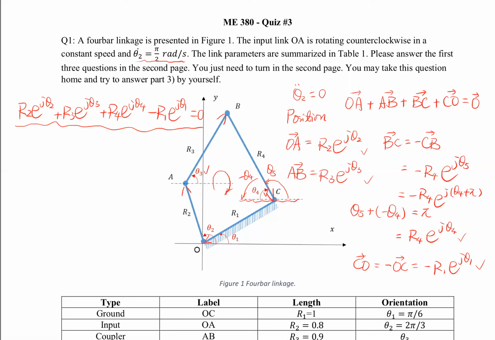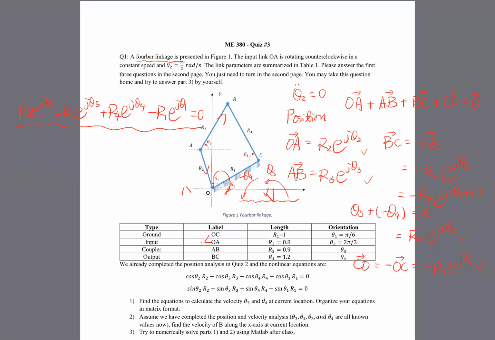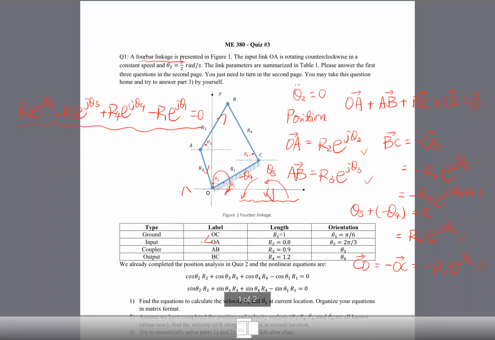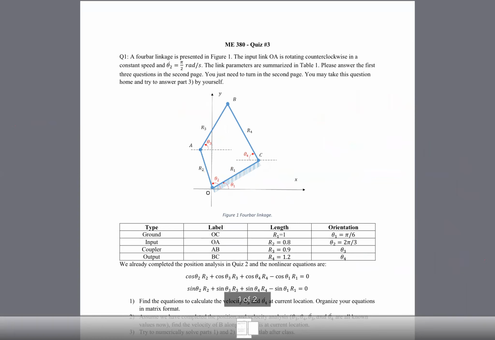So that's the complex equation we find for position analysis. You can convert this complex equation, decompose it into two real equations. One is along the real axis, the other one is along the imaginary axis. And then you can use Newton-Raphson to solve them. So that's for position analysis.